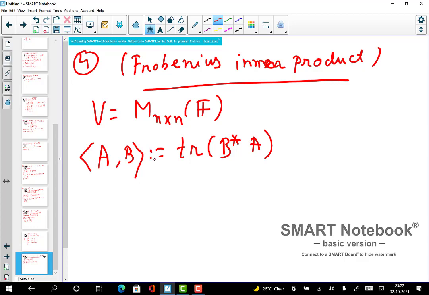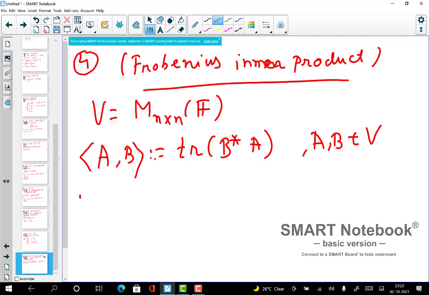This is for any A, B belonging to V, so these are n cross n matrices. And now, how do we prove that this map is actually an inner product?